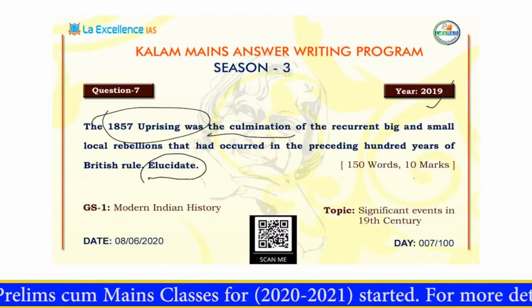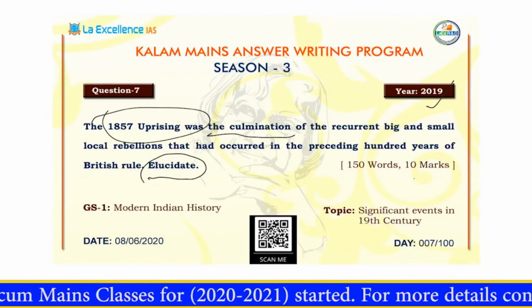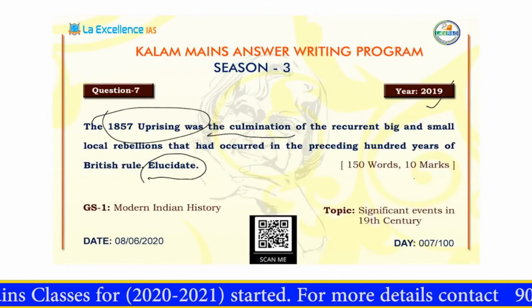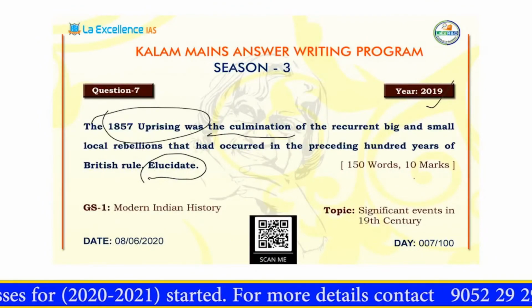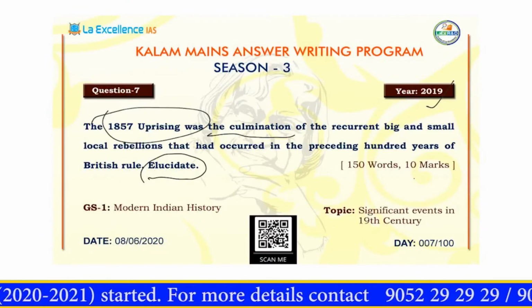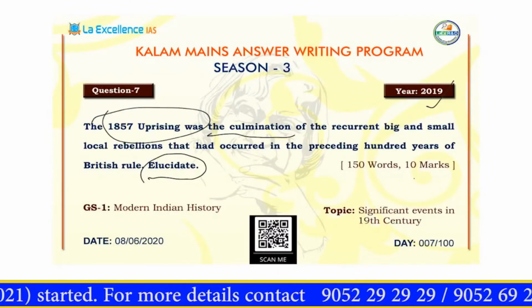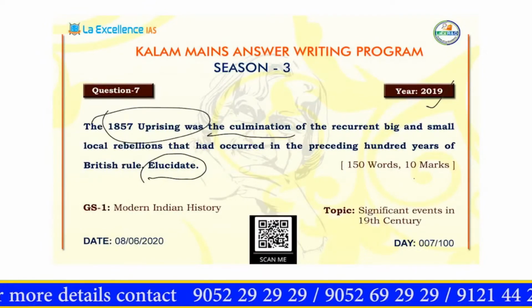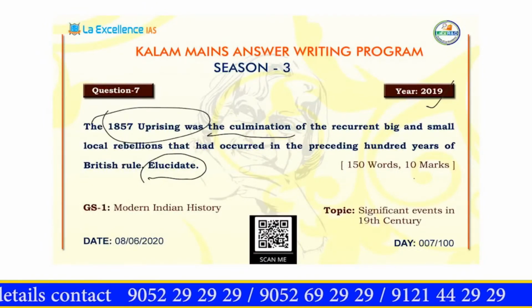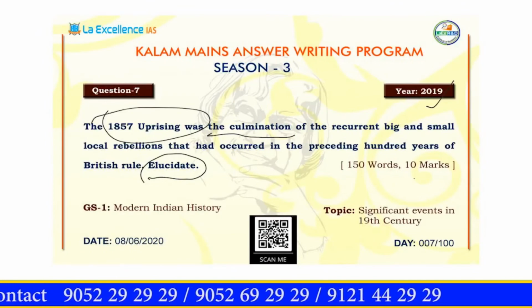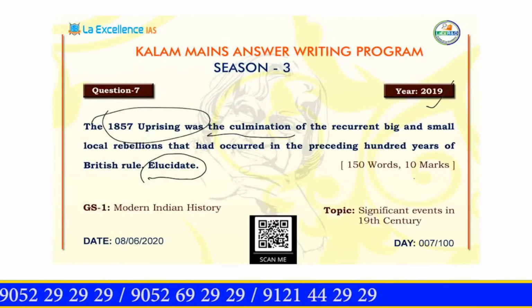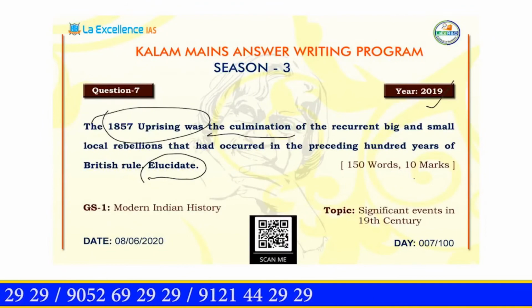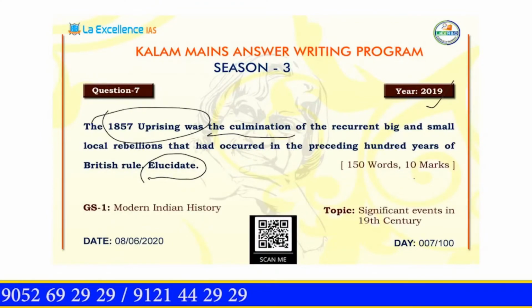This is the 1857 uprising, and you should know which sections were involved in it and what causes were responsible for it. For example, if you know that because of the doctrine of lapse some kings participated in the 1857 uprising, then you should know whether there are any instances in history where kings revolted against the British because of the succession policy. Those events you have to write.